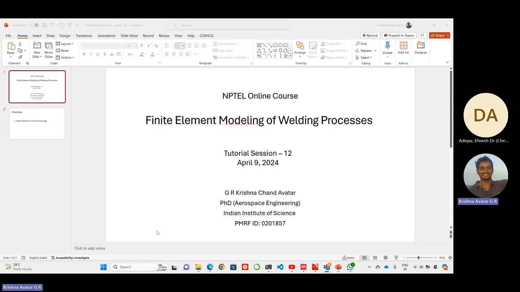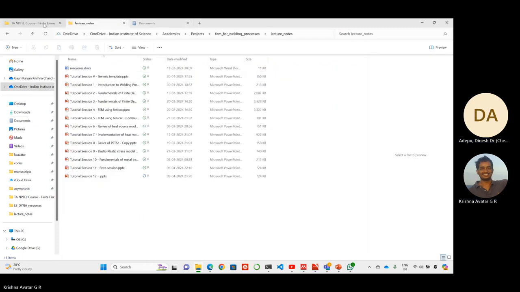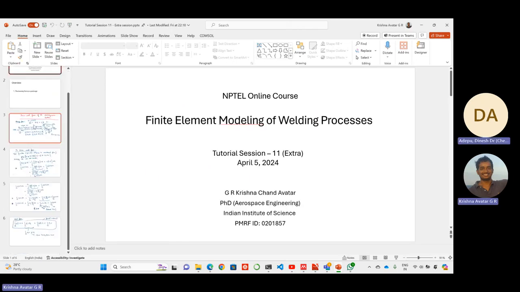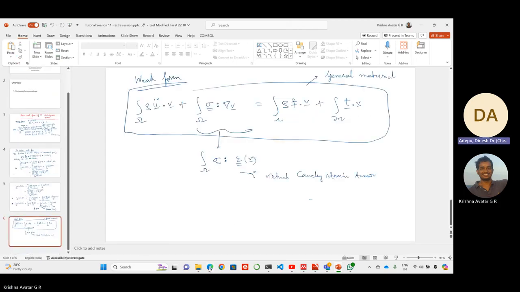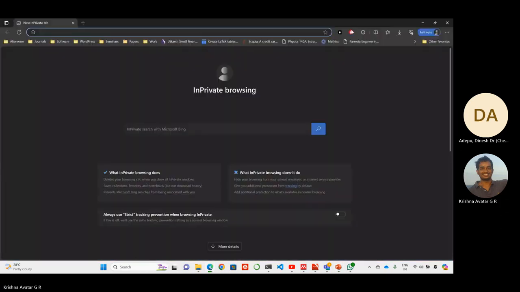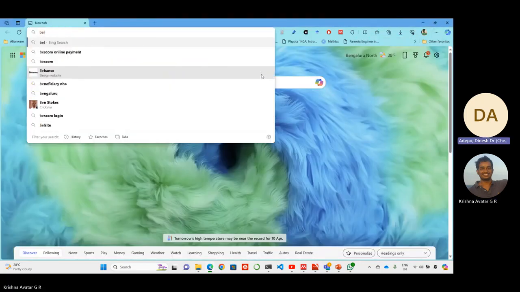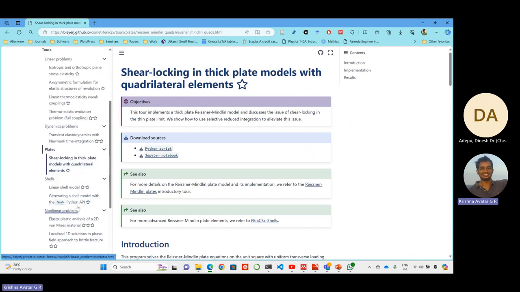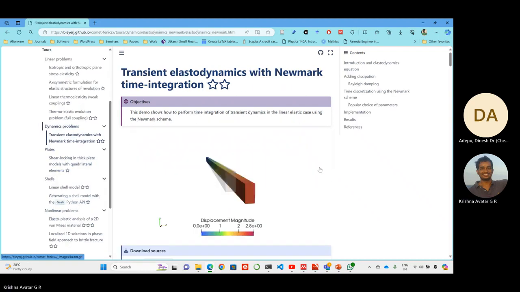In the last session we had talked about setting up a problem in FEniCS. We're looking at this problem. So the screen is visible, right?